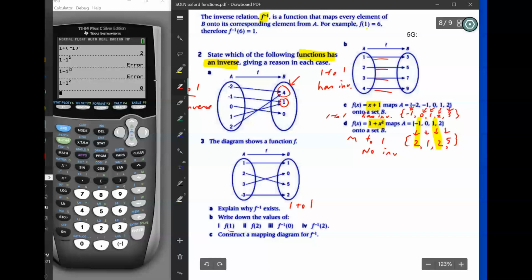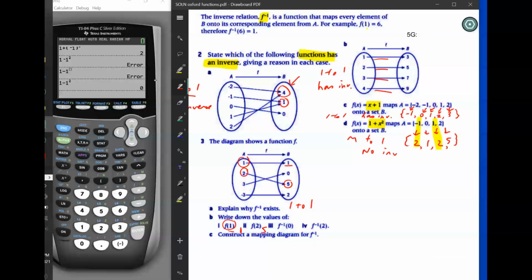Now, remember, 1 here is the x value. When they say f of 1, they're saying what is the value of the x value 1 after it goes through the mapping f. It starts out here at 1. Where does it map to? 1. Okay, what about f of 2? Starts here, maps to 5.